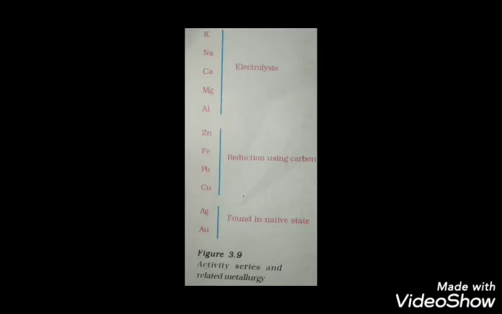Gold and silver are found in the native state, so there is no need of extracting them. They are in the native state in the earth's crust. Understood, no? Yes.